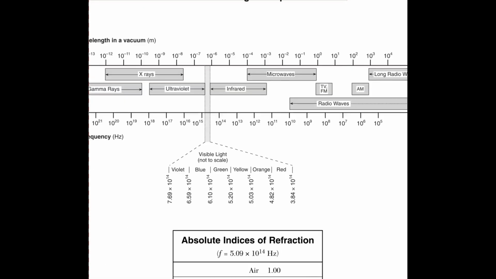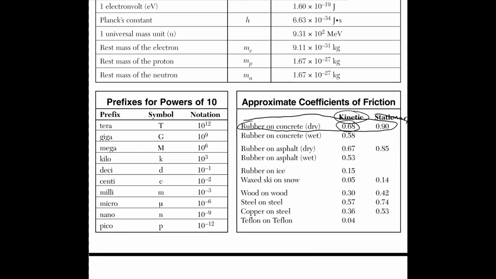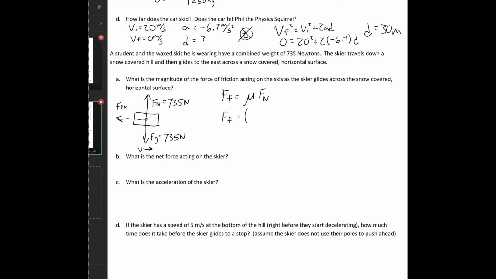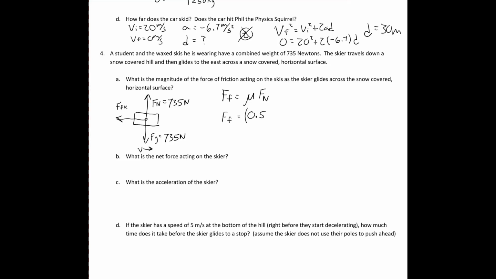Gone back to the first page now. And, oh, nice. All right, is it static or kinetic? It says they're gliding, so it's kinetic. 0.05. That's not a very big coefficient of friction. It's not a rough surface. It's pretty slick. This person's just living life right now, enjoying the great outdoors on a pair of wax skis.